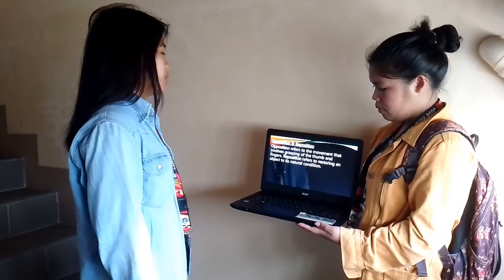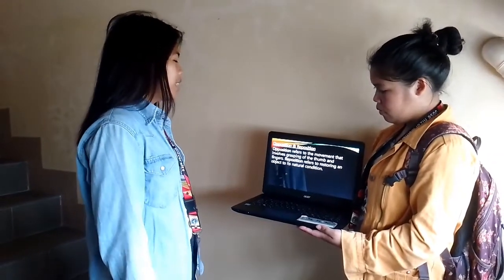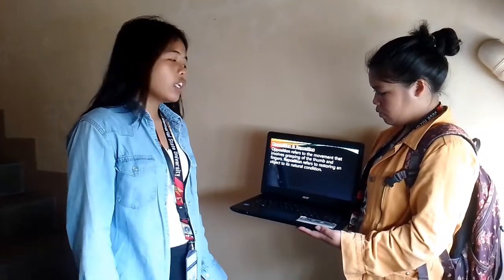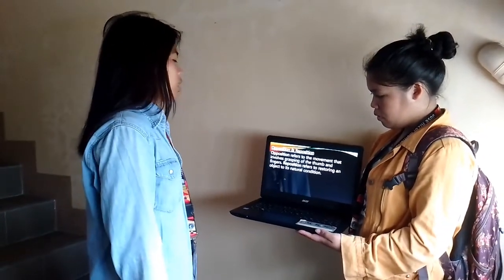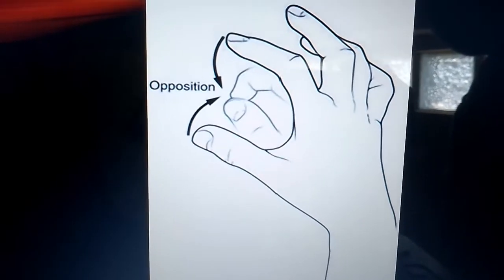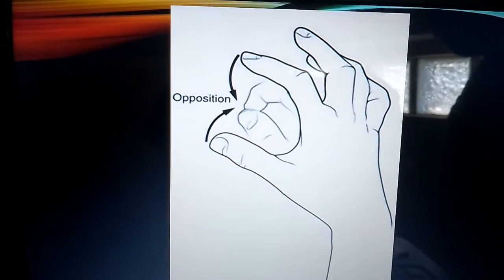Opposition and reposition. Opposition refers to the movement that involves grasping of the thumb and fingers. Reposition refers to restoring an object to its natural condition. This is the example of opposition.